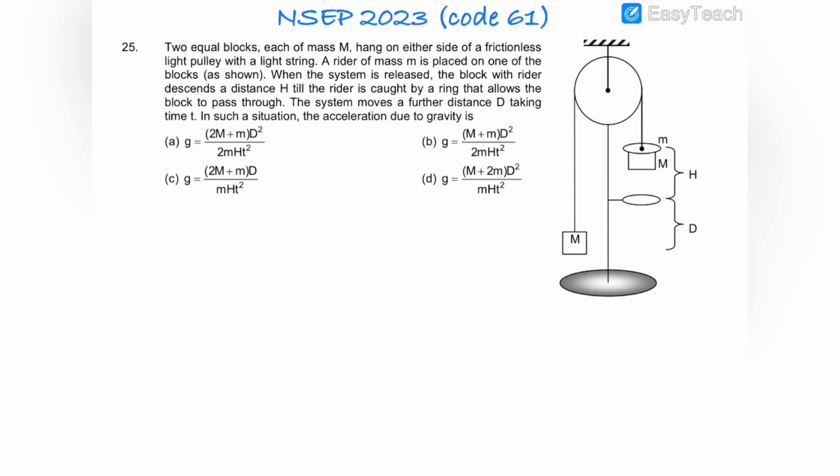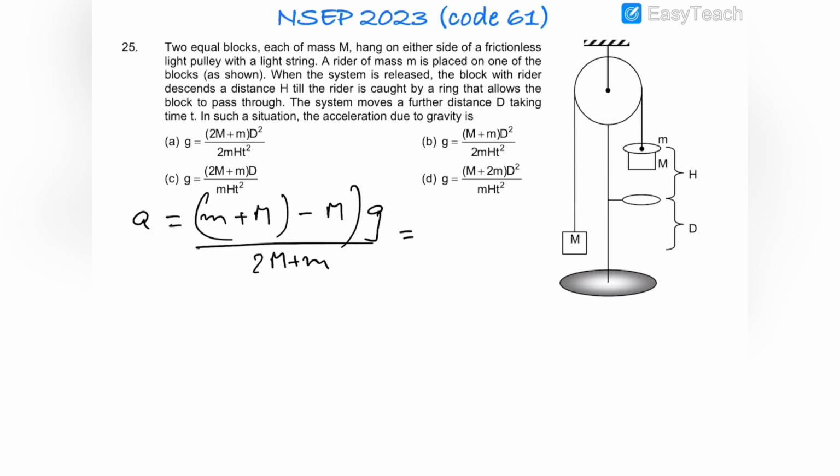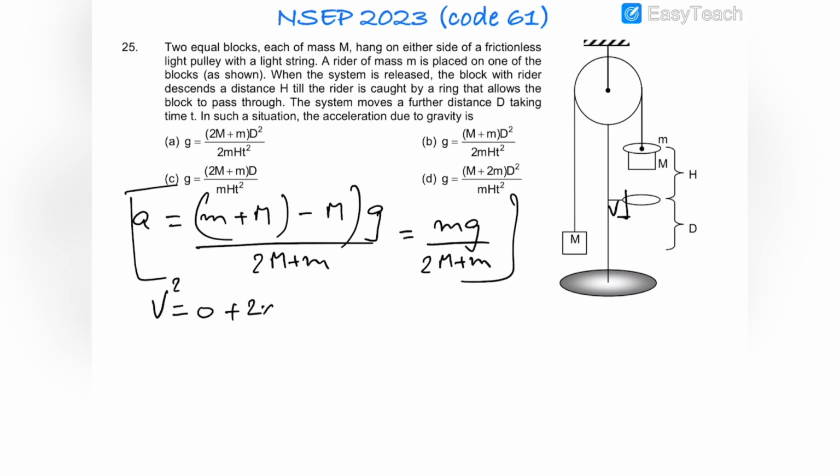And then this block takes a time t to descend by a distance of d. So obviously the acceleration initially is equal to M plus m minus M into g divided by 2M plus m. So acceleration is mg by 2M plus m. This is the initial acceleration when this rider is placed on the block. And the velocity of this block and rider when they reach this ring would be v. In fact, v square would be equal to 0 plus 2as. Now a is mg upon 2M plus m, into s. s is equal to h. So this is the velocity.